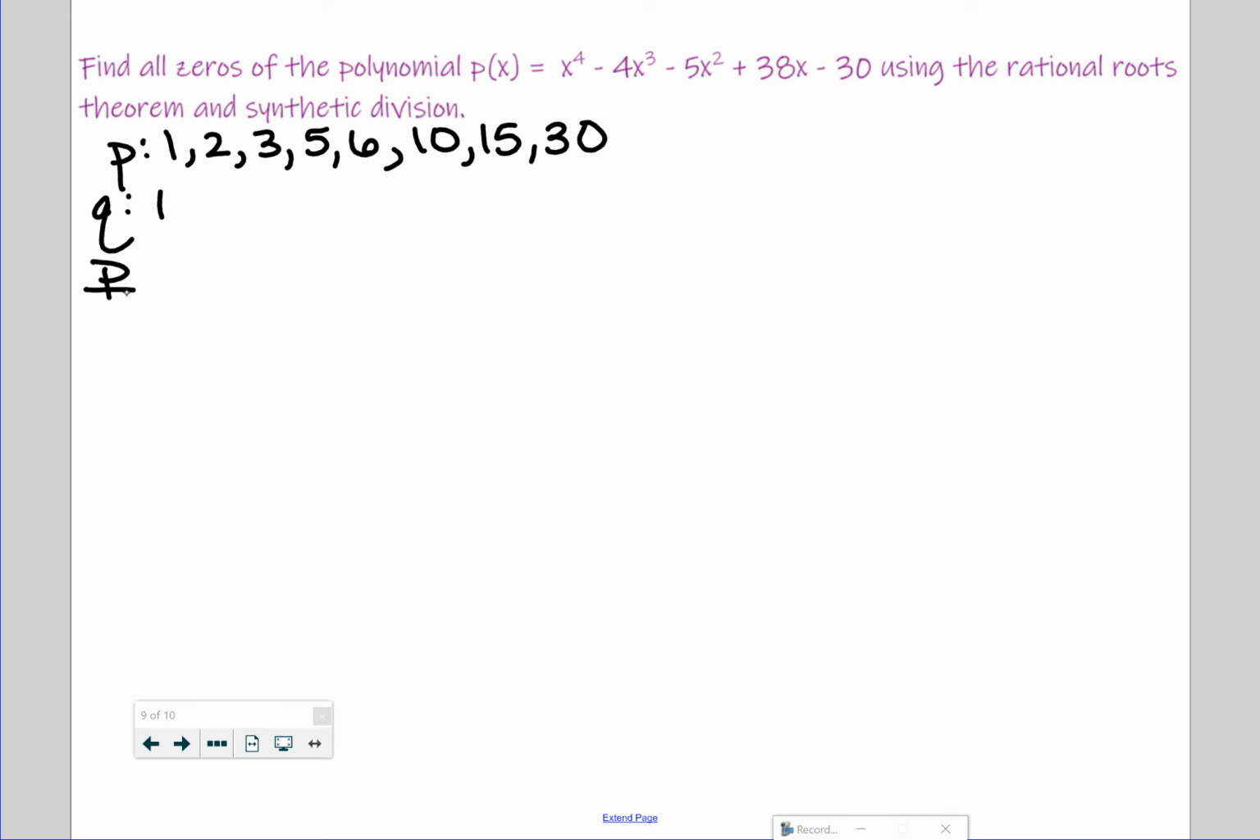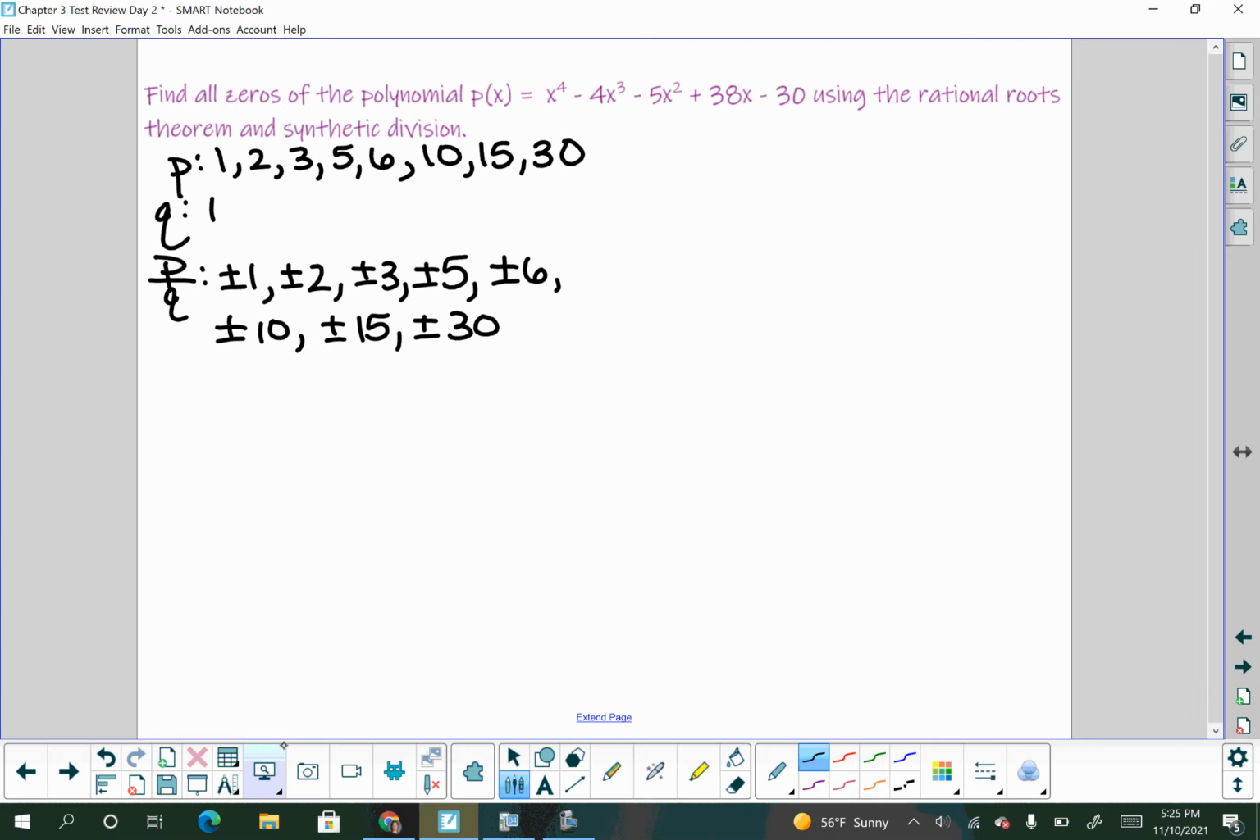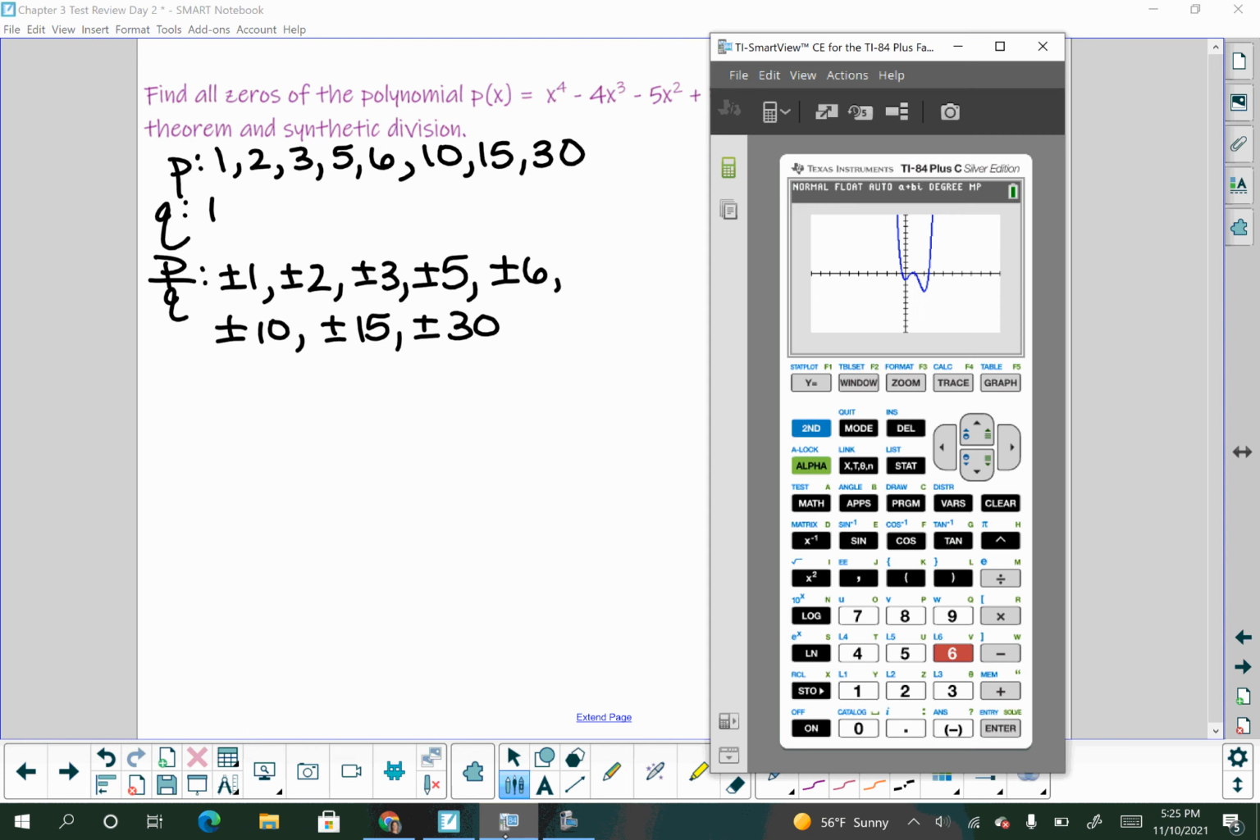And all my p's over q's then are going to be whole numbers here. Plus and minus 1, plus and minus 2, plus and minus 3, plus and minus 5, plus and minus 6, plus and minus 10, plus and minus 15, plus and minus 30. Now you can see we're getting a big list, so definitely worth graphing and narrowing this down.